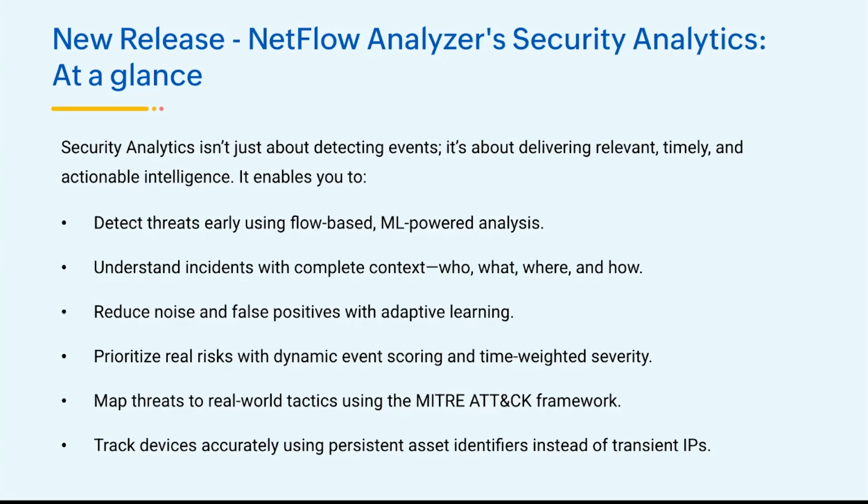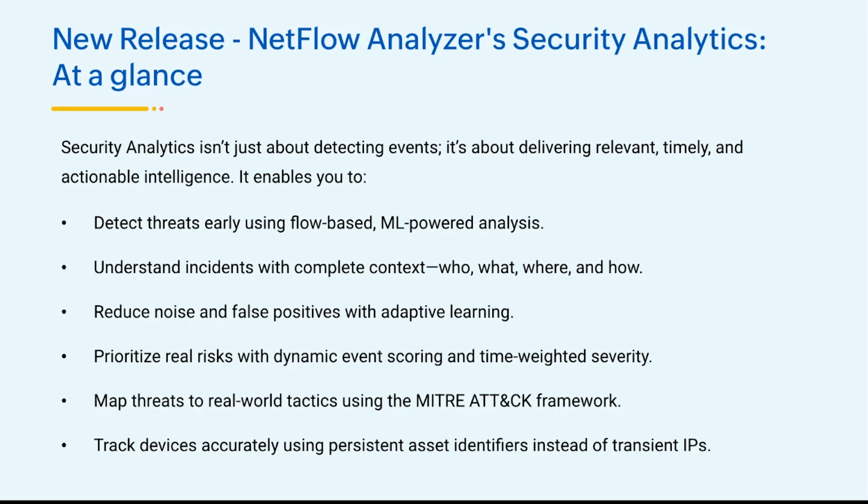Its key capabilities include behavior learning, persistent tracking, context and prioritization, and MITRE ATT&CK mapping. Behavioral learning uses machine learning (ML) to create a normal baseline for every device on your network. This adaptive learning allows it to spot subtle anomalies, like a server suddenly sending out an unusual amount of data during off-peak hours, which traditional tools would normally miss. Then we have persistent tracking. The system tracks devices by their host names and MAC addresses, not just their IP addresses. This provides persistent context, so you always know what a device is doing, even if its IP changes.